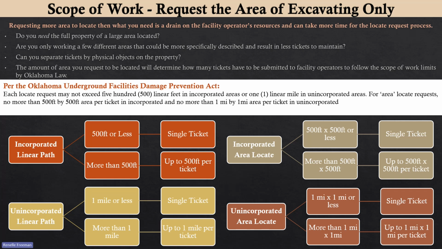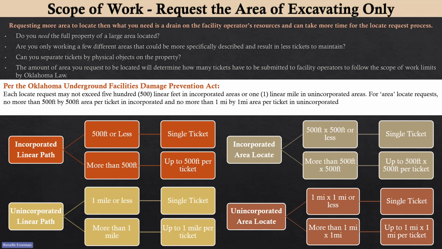Basically, the amount of area you request to be located will determine how many tickets you have to submit. And that's based on the scope of work limits that are in the Oklahoma law. So per the Oklahoma Underground Facilities Damage Prevention Act, each locate request cannot exceed 500 linear feet in incorporated areas or 1 linear mile in unincorporated areas.